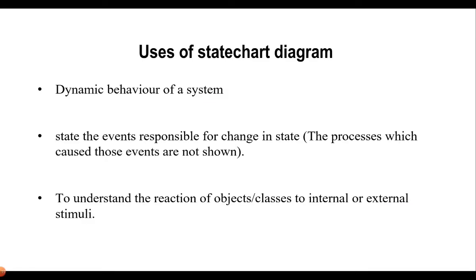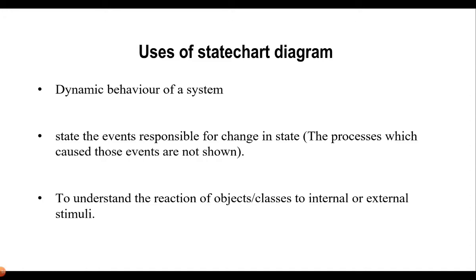The various uses of state chart diagram are to represent the dynamic behavior of a system, and it also states the events responsible for change in the state. That means how the state changes, not by what influence the state changes. That means we will not be dealing with the processes which caused those events. We will simply be dealing with the events that have been caused, and also to understand the reaction of objects or classes to internal or external stimuli.